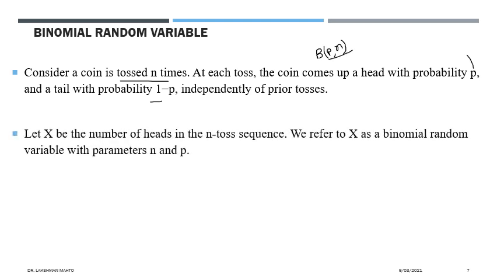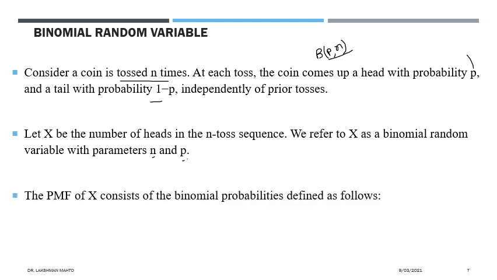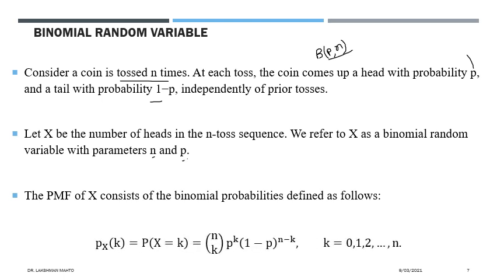Now we are defining a quantification this way. We say that x is the number of heads in the n-toss sequence, or in n tosses of this single coin. So x we will refer to as a binomial random variable with parameters n and p. There are two parameters. One is n, talking about the number of tosses, and p is the probability of success in each trial. The probability mass function of this random variable x consists of binomial probabilities. That's why we call it a binomial random variable.